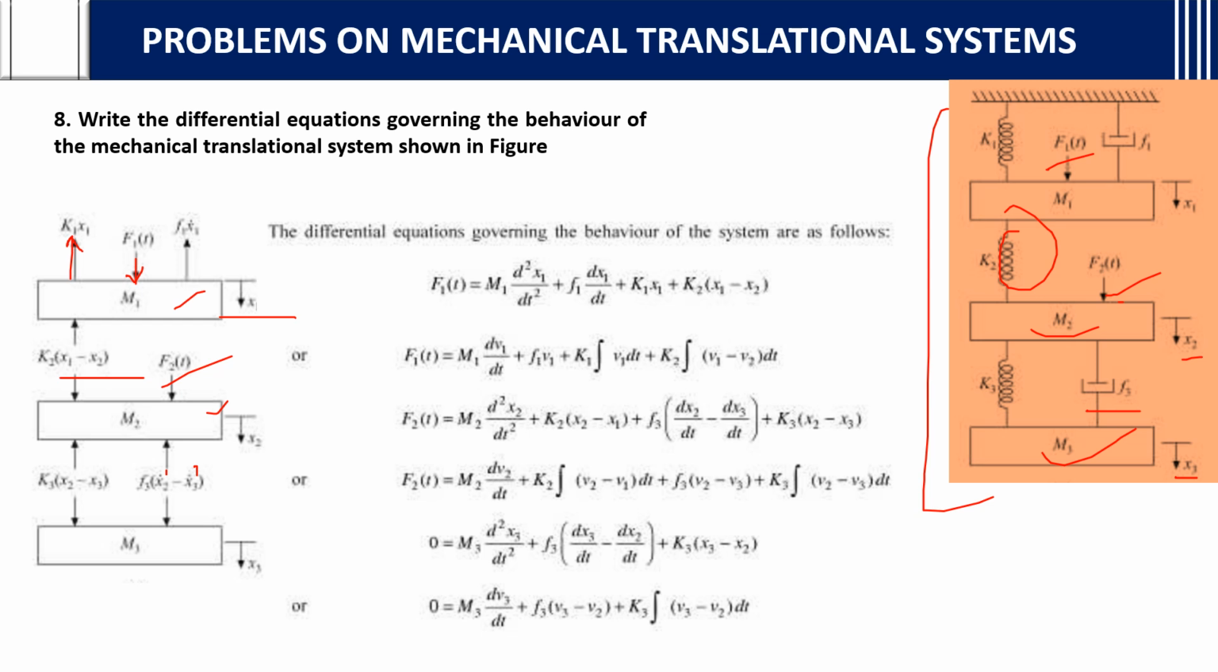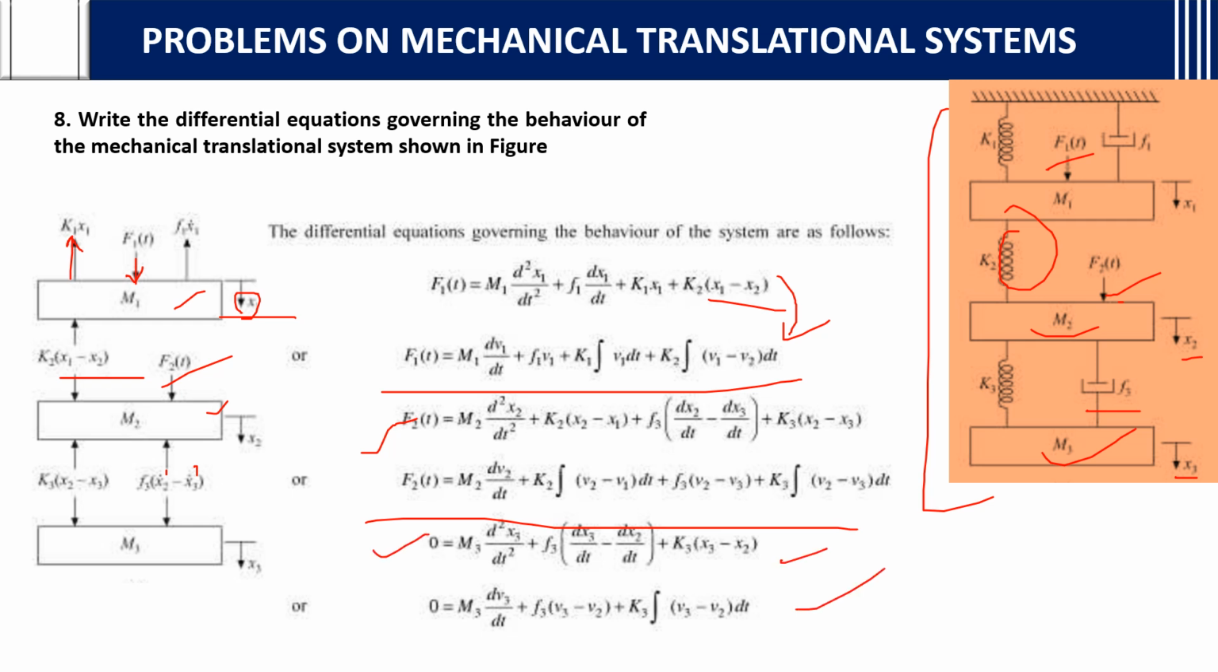What you will do? Separately you are going to write for F1 of t, F2 of t, and the last equation, nothing but M1, M2, M3. For M1, F1 of t is equal to M1 d square x1 plus M1 into dx1 by dt plus K1 into x1 plus K2 into x1 minus x2. Why? Because with respect to x1 we are writing, first we should write x1. You can convert this into velocity also. In the same way you will write for F2 of t. As there is no F3 of t force here, you will put 0 and write the equation.